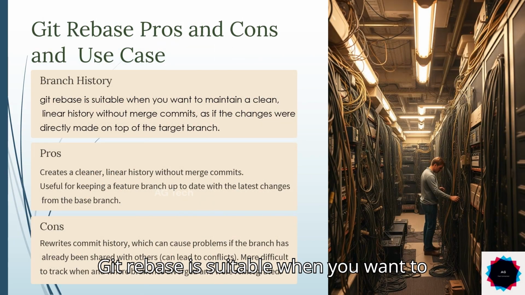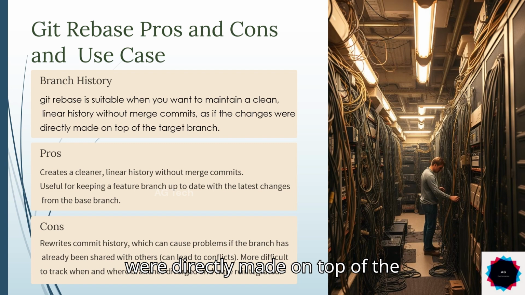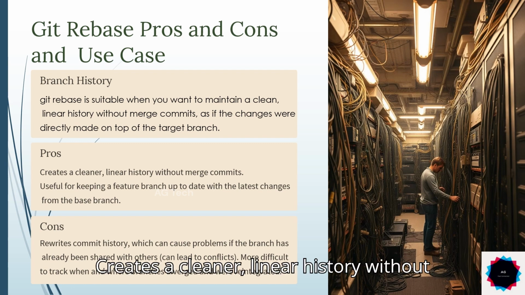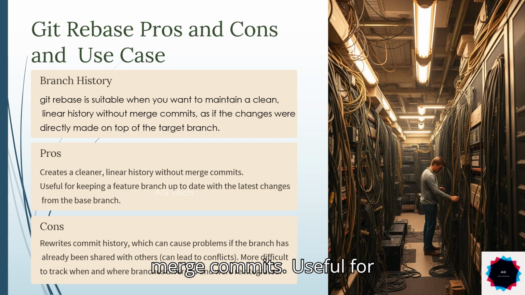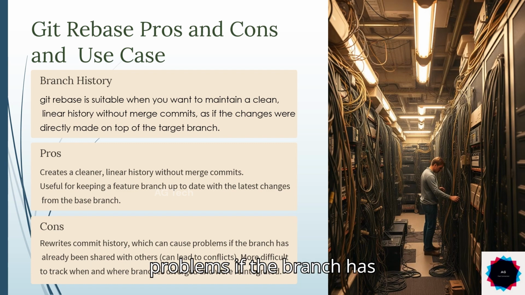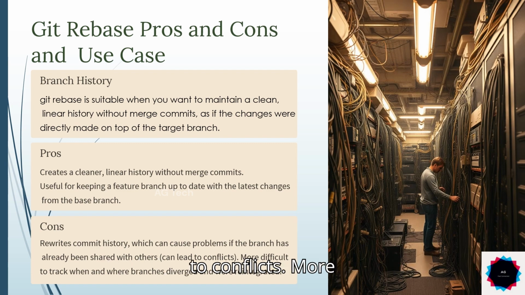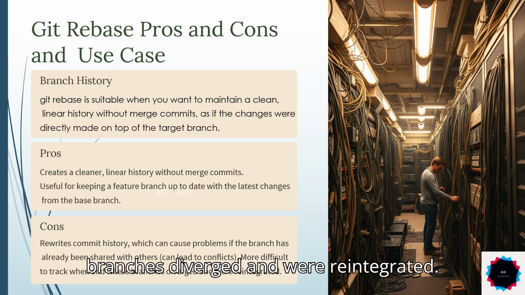Git rebase pros and cons and use case. Git rebase is suitable when you want to maintain a clean, linear history without merge commits, as if the changes were directly made on top of the target branch. Pros: creates a cleaner, linear history without merge commits. Useful for keeping a feature branch up to date with the latest changes from the base branch. Cons: rewrites commit history, which can cause problems if the branch has already been shared with others, and can lead to conflicts. More difficult to track when and where branches diverged and were reintegrated.